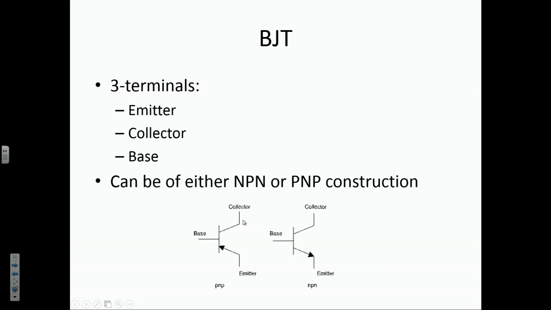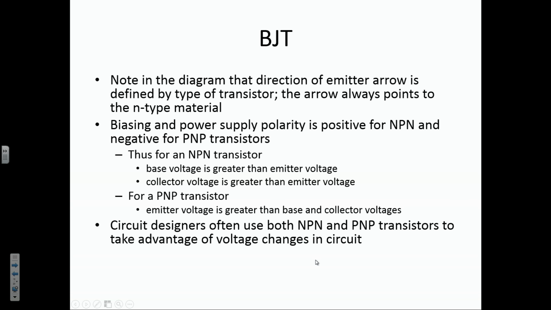So this is a PNP, so the N-type material is in the middle where the base is, and the arrow is pointing towards the N. On the NPN type, you've got N here and N-type here, and the arrow is pointing towards the N-type here. So it always points towards the N-type semiconductor material.